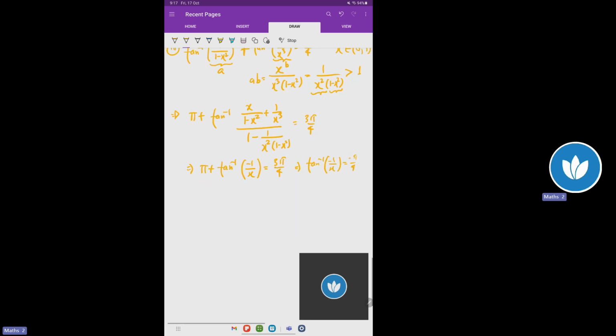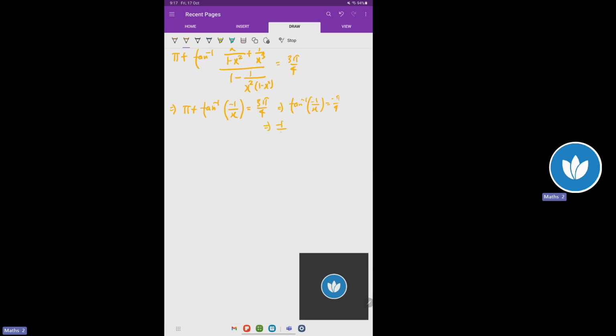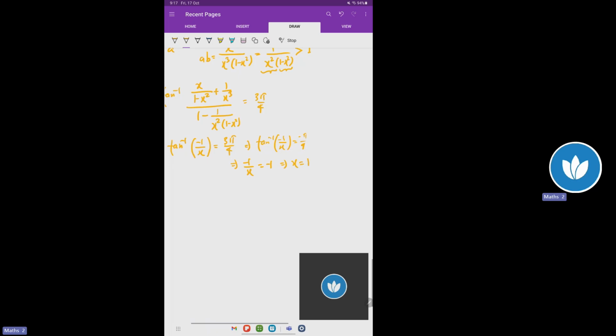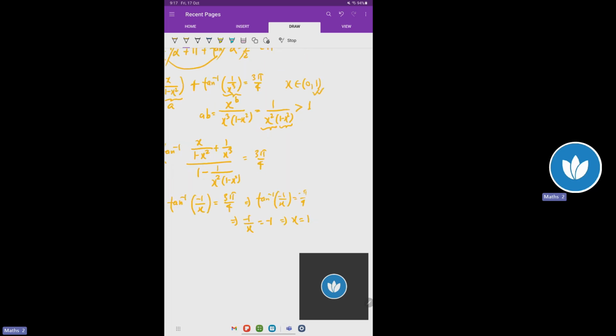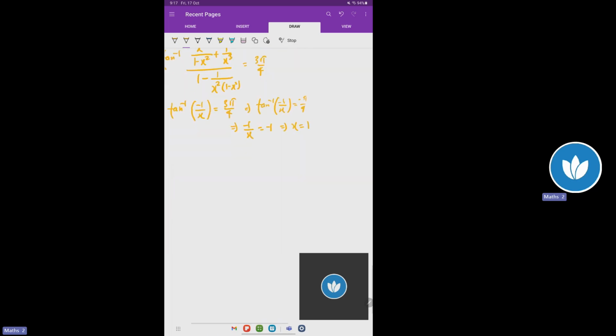So this can happen when minus 1 by x is equal to minus 1, so when x is equal to 1. But our interval of concern is only 0 to 1, open. So obviously this solution we have to reject because 1 is not included in that interval. Okay, so there is no solution in this case. Now let's move to next question, question number 11.